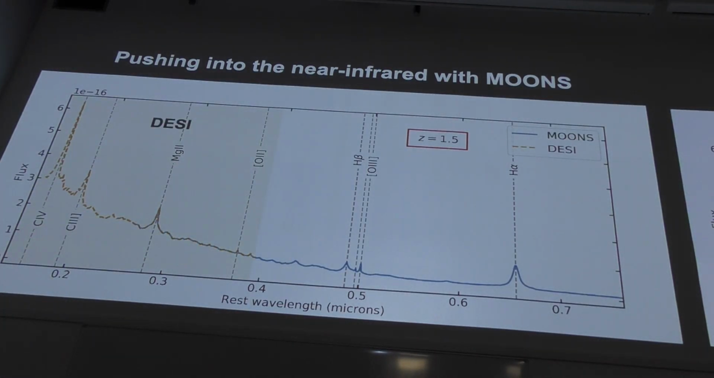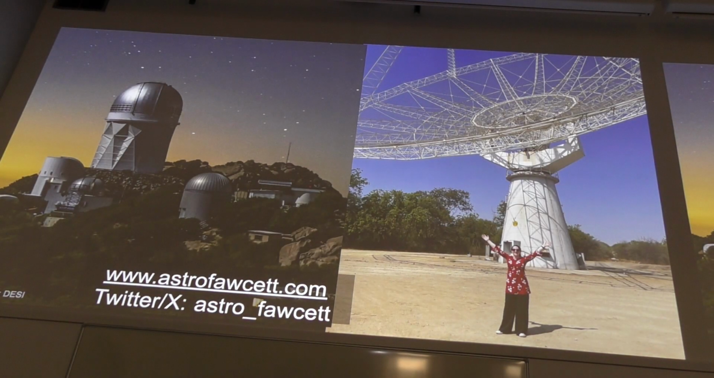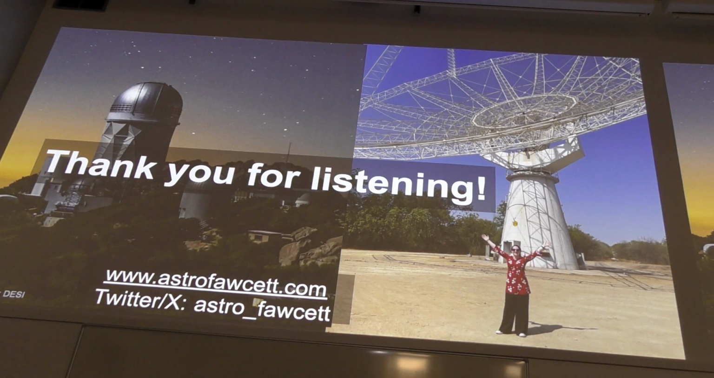And just briefly, what's great about MOONS is that it pushes into the near-infrared. So this is a simulated quasar spectrum. This in orange is what you can see with DESI, and this is what you'll be able to see with MOONS. So we can push way into the near-infrared, and that opens up a lot of science capability that I don't have time to go into, but it should be great if it ever gets on the sky, which hopefully it will. And yeah, that's all from me. Thank you very much.